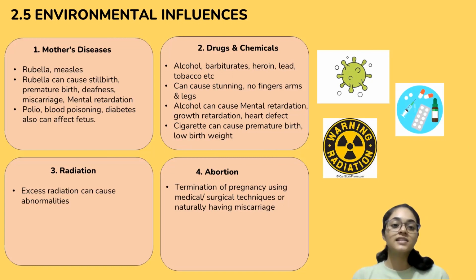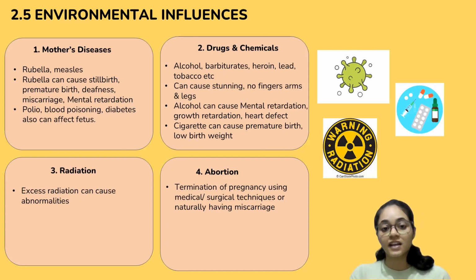First is the mother's diseases. That is, if the mother is carrying diseases like rubella or measles, it can cause stillbirth, premature birth, deafness, miscarriages, mental retardation. Problems like polio and blood poisoning can also have an effect on the fetus.